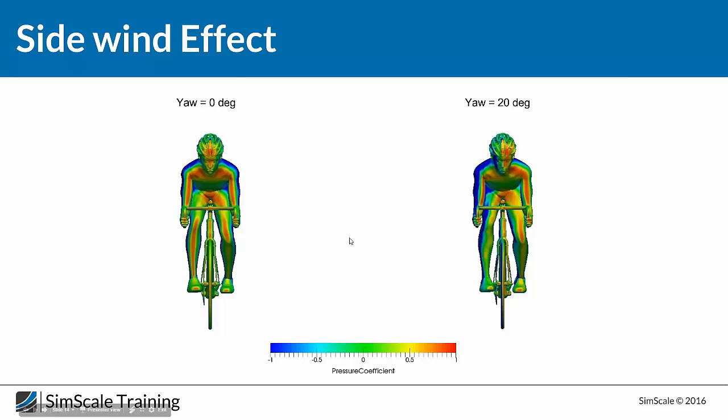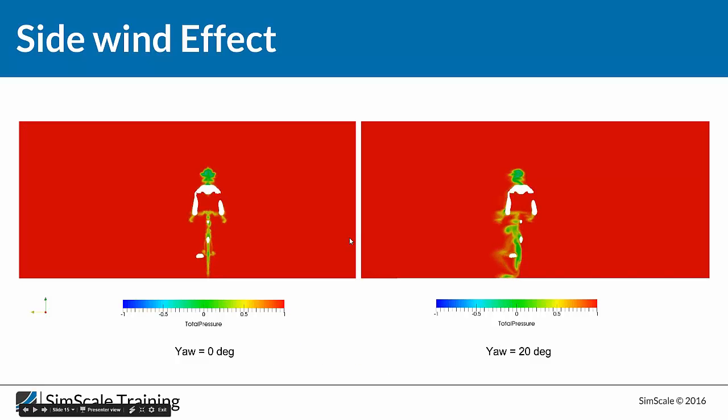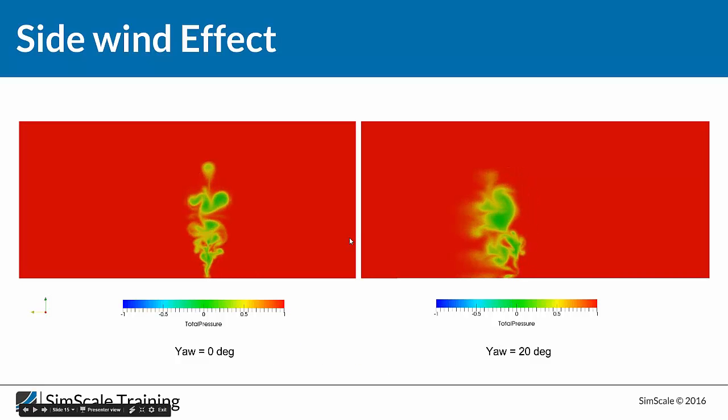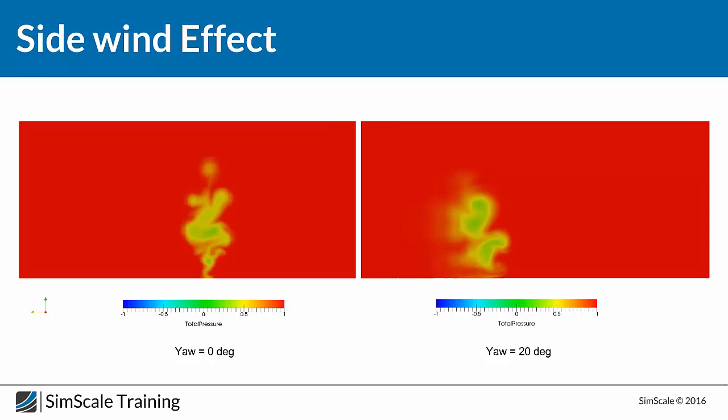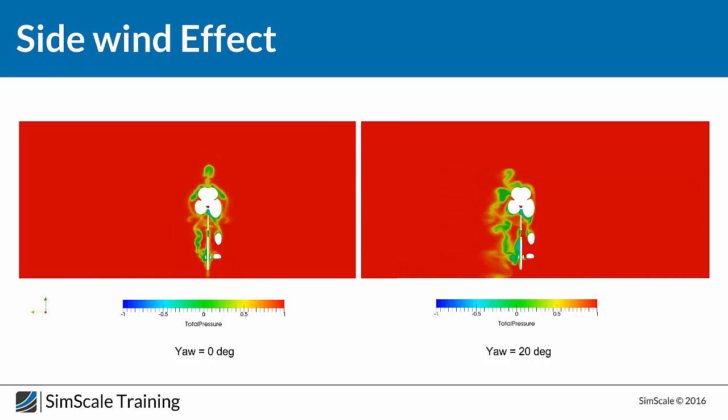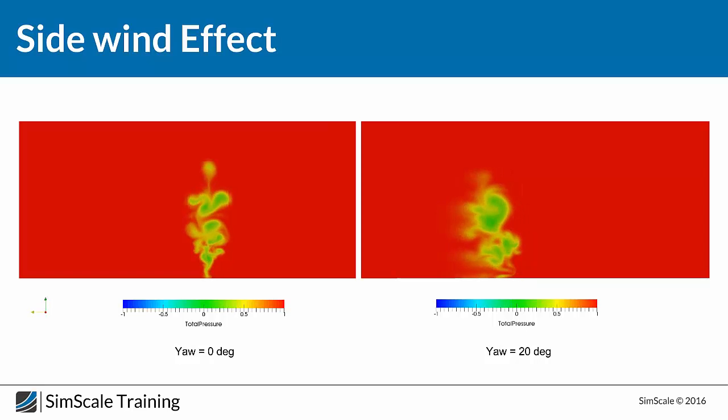And another example that we can see here is the total pressure, or the kinetic energy in the flow. And here we can see the wake structure of the two bikes, the same bike, the same rider position, but just with a side wind. And we can see that the flow structure is completely different. And what we are looking at now is the energy in the flow.